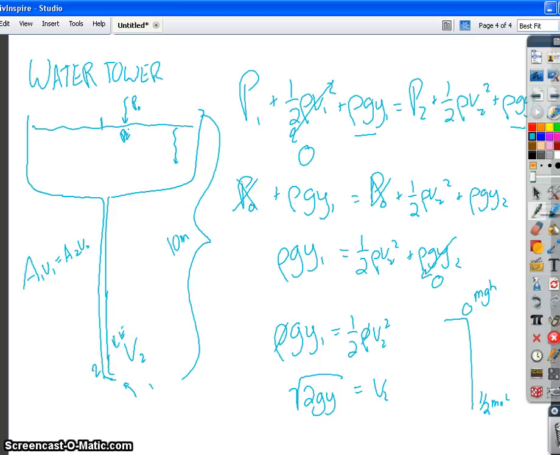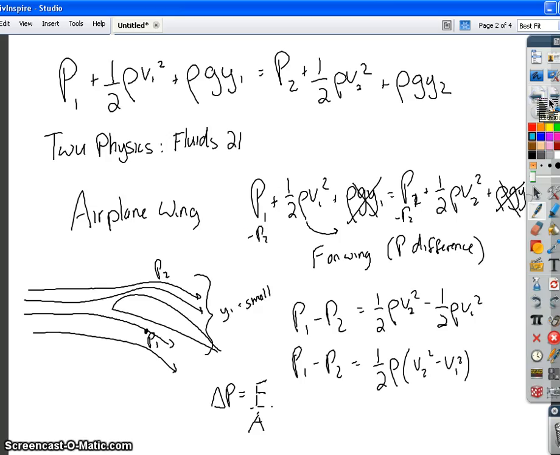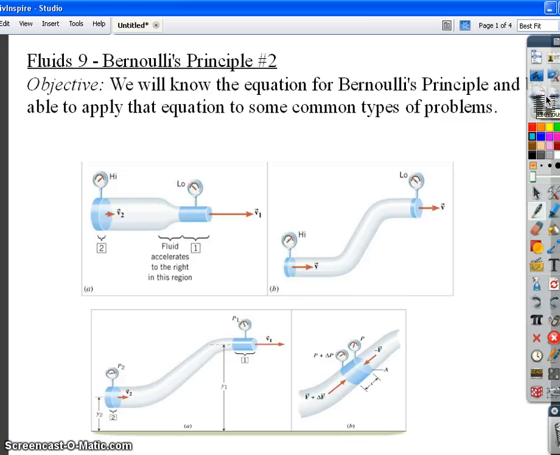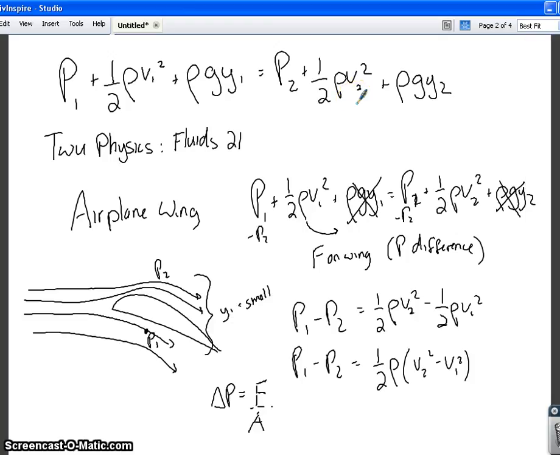So we covered 3 situations. We covered a height situation, we covered a house situation, and we covered a basic airplane wing. And the purpose of this video really was to get you to see, here's our equation right here, and here are some common ways to manipulate the equation to cancel stuff out to solve what you need to solve for.